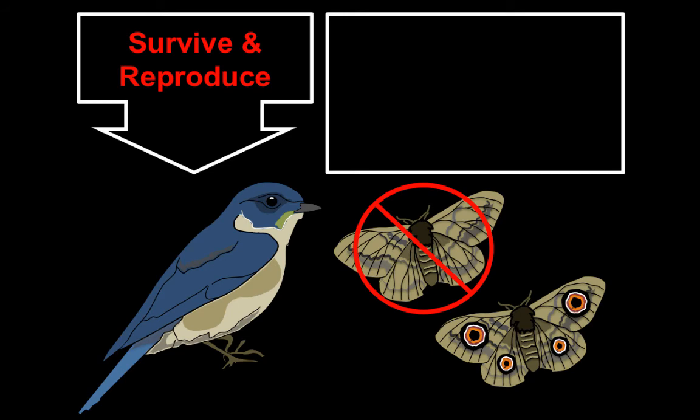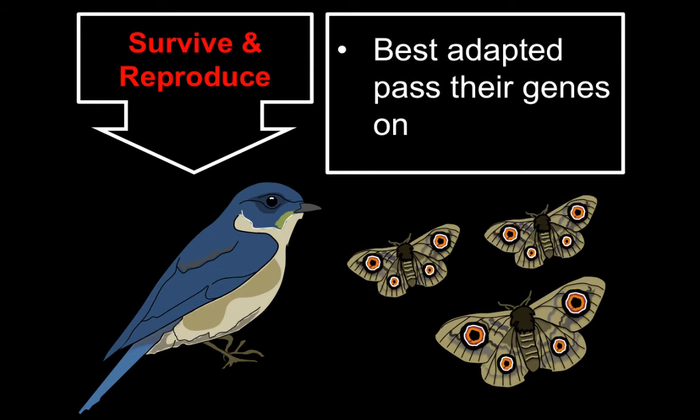What we really mean here is that some of these individuals are going to be more likely to survive and reproduce, because that's the point of life. At least for a non-human, the point of life is to survive and have as many kids as you can. So in this case, the best adapted, the one that has the eye spot looking markings on its wings, is more likely to survive, and therefore more likely to reproduce and pass along those genes to its future offspring.